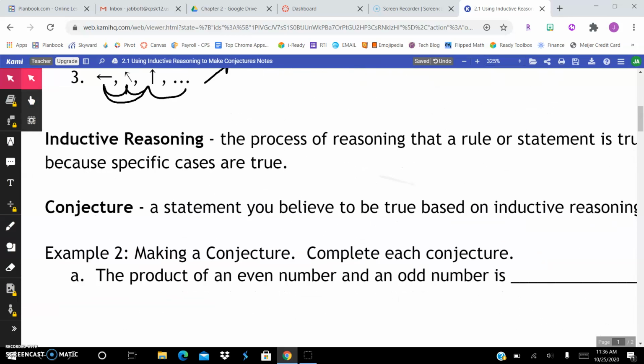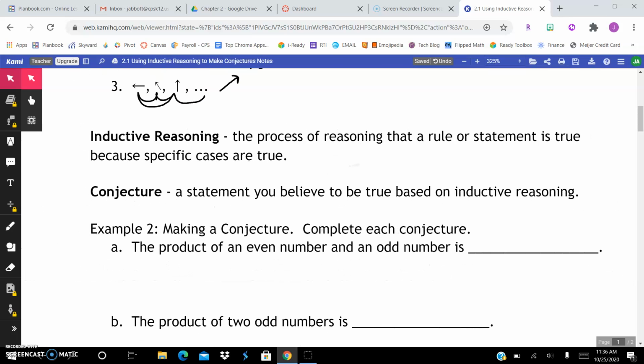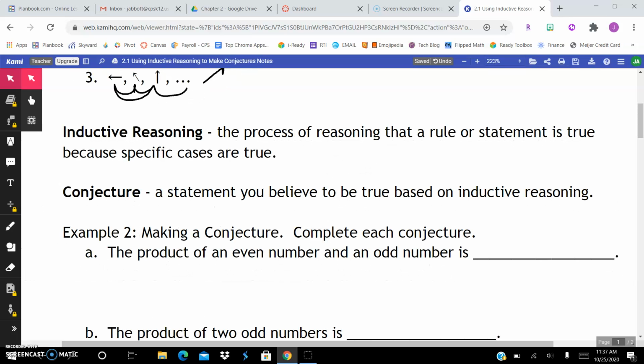So inductive reasoning, what is that? It is the process of reasoning that a rule or statement is true because specific cases are true. And a conjecture is just a statement you believe to be true based on inductive reasoning. So inductive reasoning is actually figuring out if it's true. The conjecture is believing that it's true based on the reasoning that you went through.